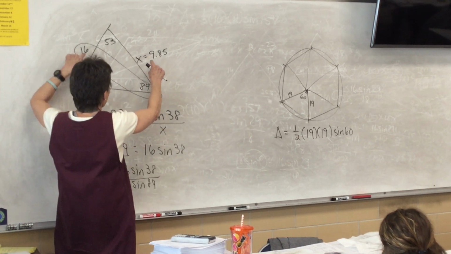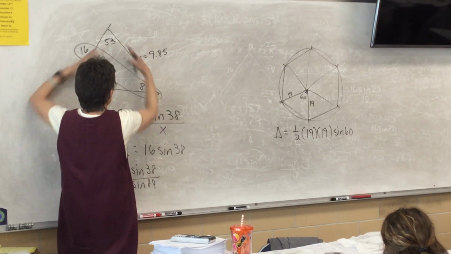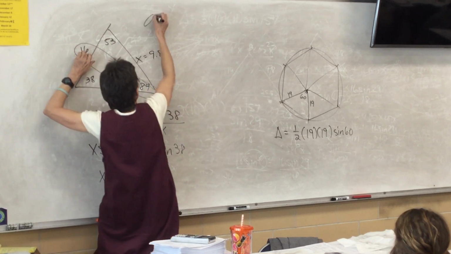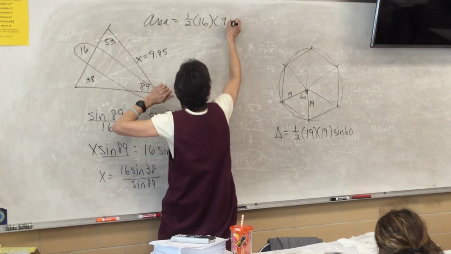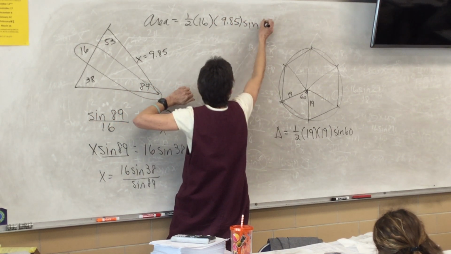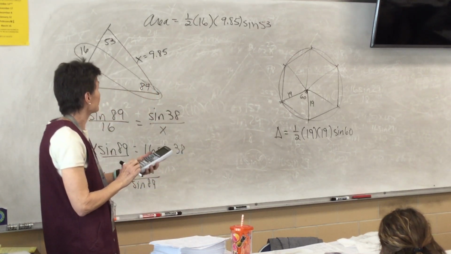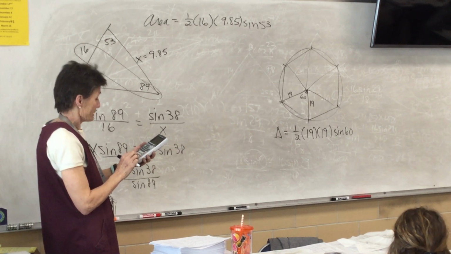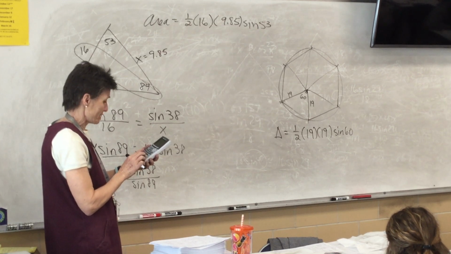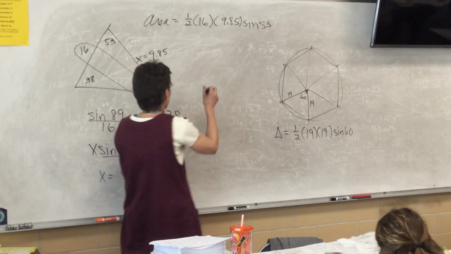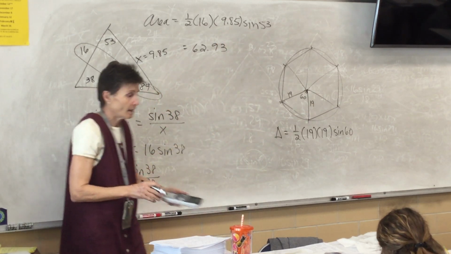So now I have these 2 sides, right? So I'm going to use that angle, the one that's in between my 2 sides. So the area is 1/2 times 16 times 9.85 sine 53. Olivia, you got it? And then I just type it in. So 1/2 times 16 times 9.85 times sine 53. And I got 62.93 for the area of that triangle.